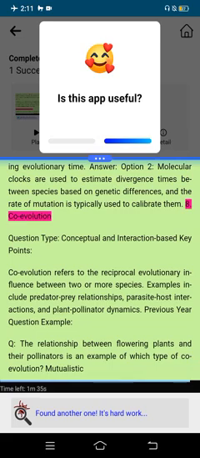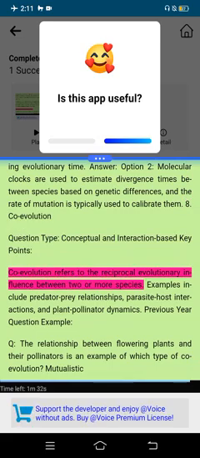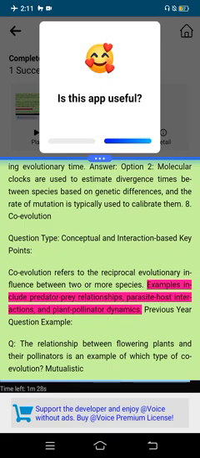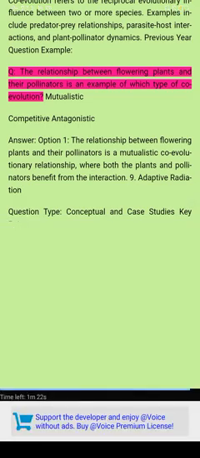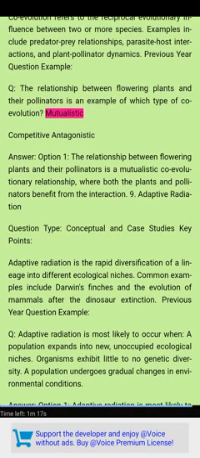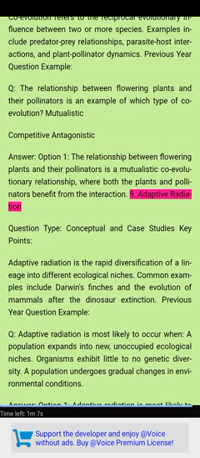8. Coevolution. Question type: conceptual and interaction-based. Key points: Coevolution refers to the reciprocal evolutionary influence between two or more species. Examples include predator-prey relationships, parasite-host interactions, and plant-pollinator dynamics. Previous year question example. The relationship between flowering plants and their pollinators is an example of which type of coevolution? Option 1: Mutualistic. Option 2: Competitive. Option 3: Antagonistic. Answer. Option 1. The relationship between flowering plants and their pollinators is a mutualistic coevolutionary relationship, where both the plants and pollinators benefit from the interaction.